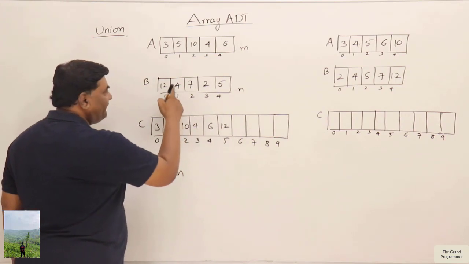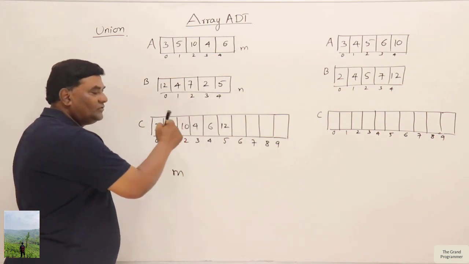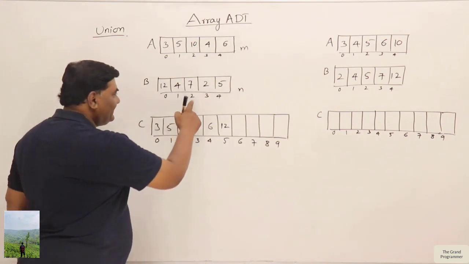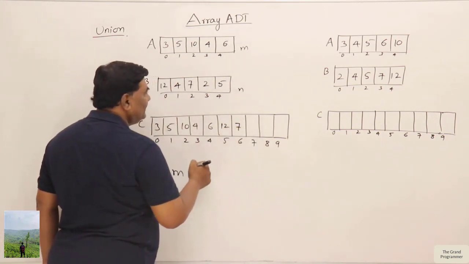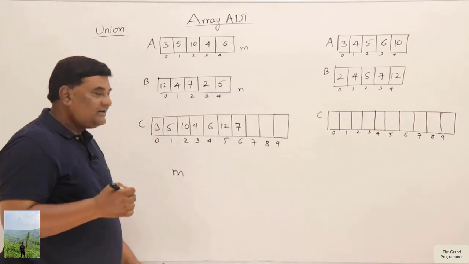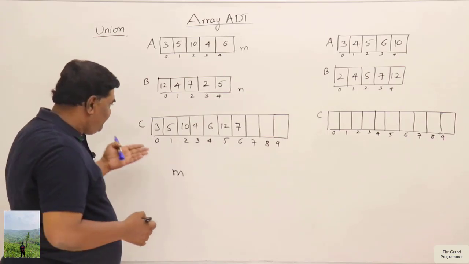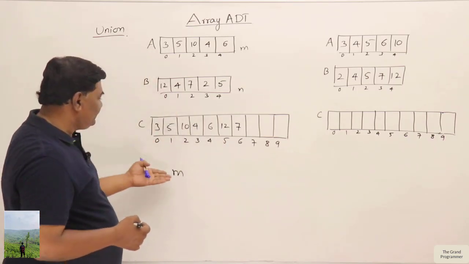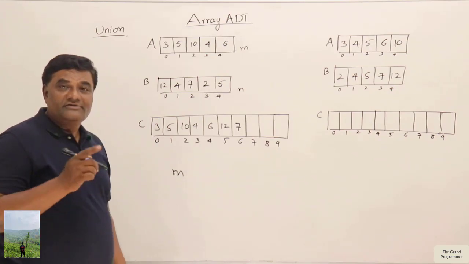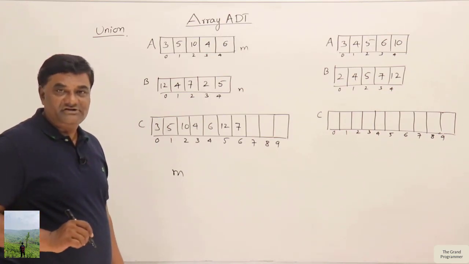12. 4. Search for it. Is it there? Yeah, it's there. So don't copy it. Then 7. Search for it. Is it there? No, not there. So copy it. So every element I am searching here. Searching takes how much time? It depends on the number of elements present here. Already I have copied those elements here, so m elements are there. So it is taking order of m. It is taking m time for searching.